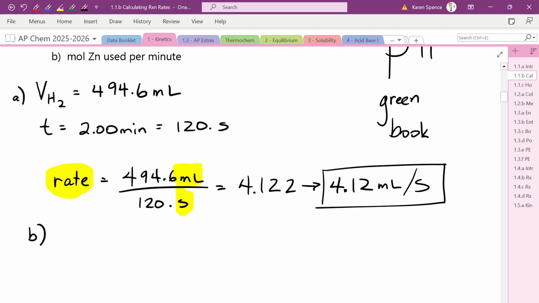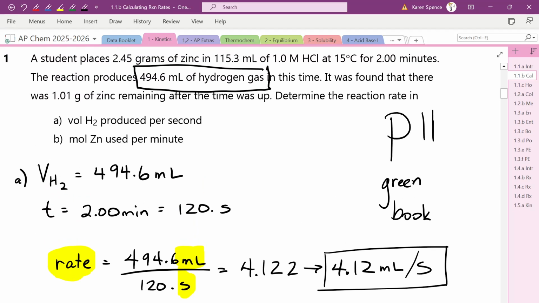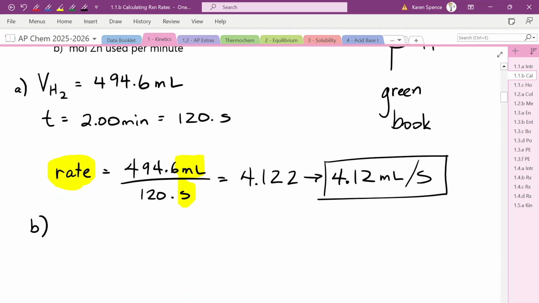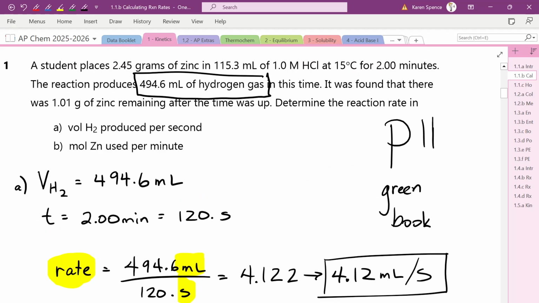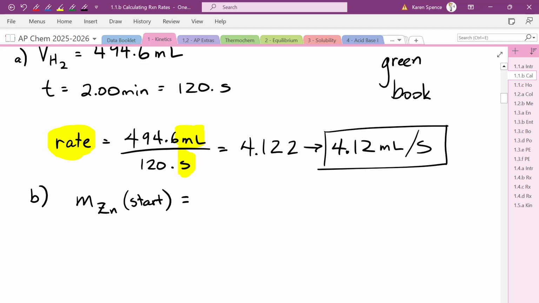Wait, do you use this or this? Wait, if we add all this, I should get one there. Yes. Or am I? Nope. Yeah, it was 0.06 or whatever.